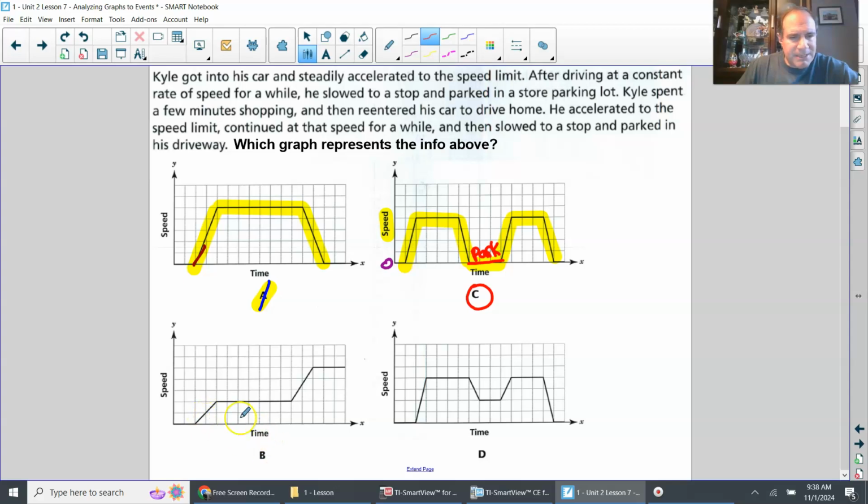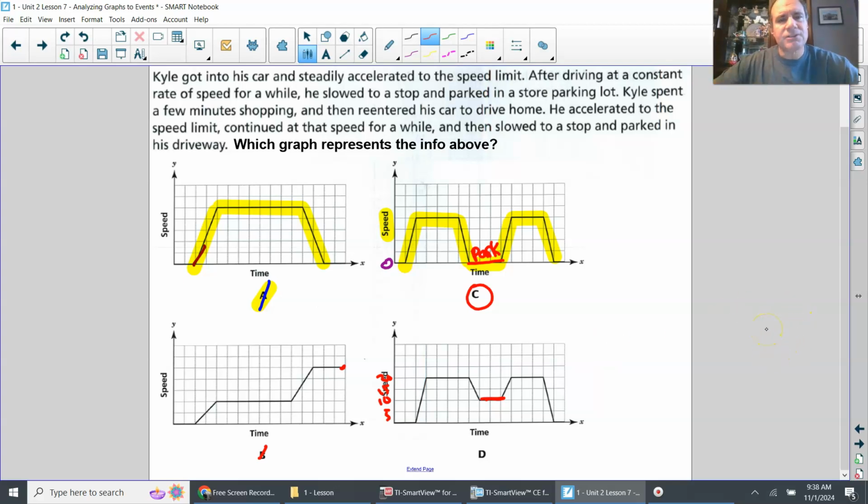So this B doesn't even slow to a stop and park. He continues on forever. This is not a stop. A lot of people think that's a stop, but if this is 5-10 miles an hour, just realize that's a constant rate. So is this, like 15, 20. If you have to put numbers in, then put the numbers in to understand it. But C is your answer.